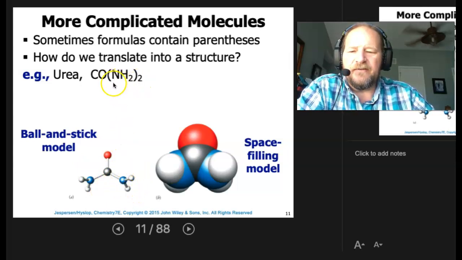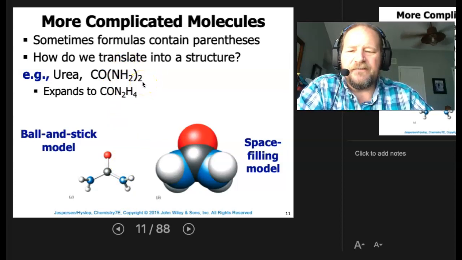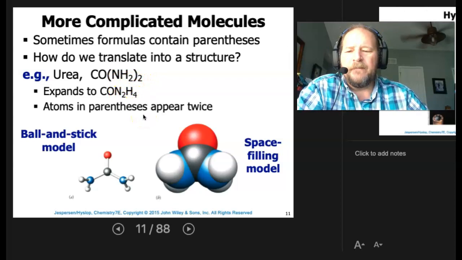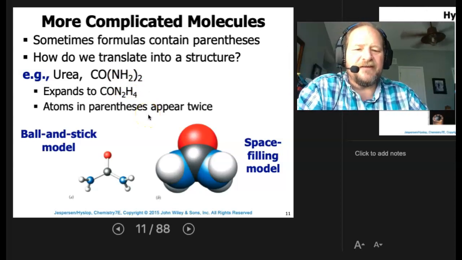And again, you might be familiar with the parentheses, but anything in the parentheses gets multiplied by the subscript outside the parenthesis, right? So if I expand that out, 2 times 1 gives me 2, and then 2 times 2 gives me 4. Now, atoms in parentheses simply appear twice as a unit, is what that's telling us.